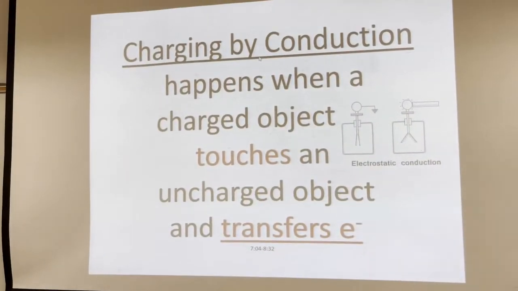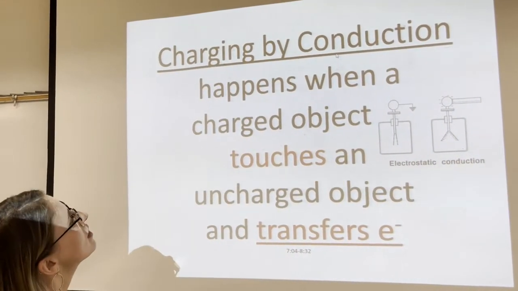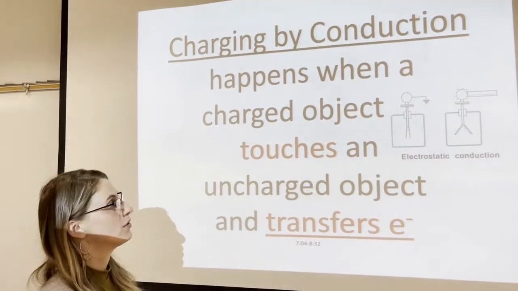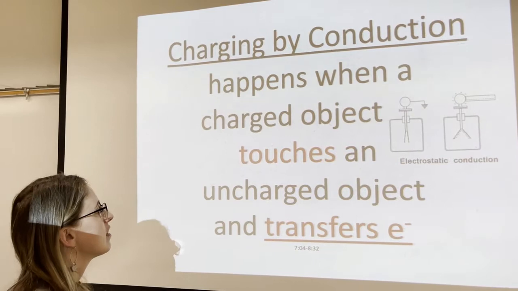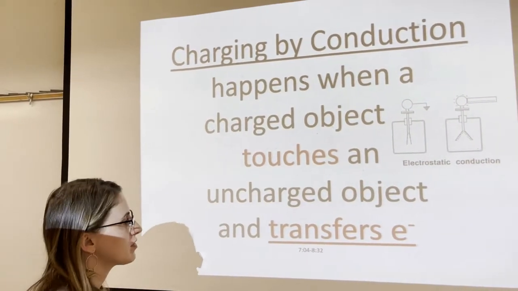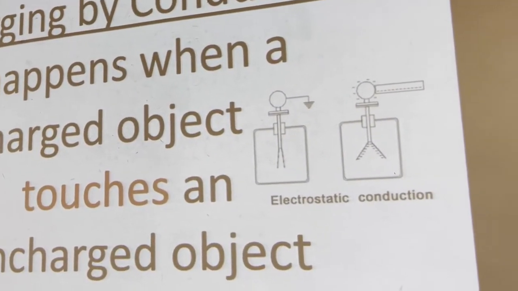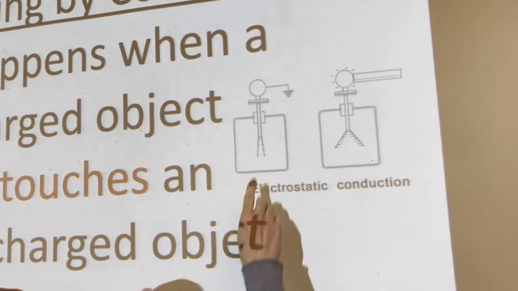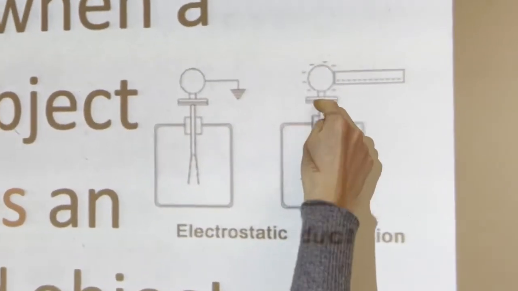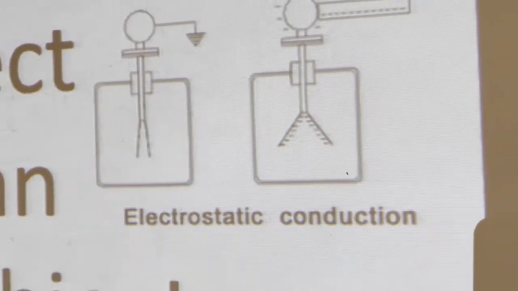Okay, so charging by conduction. This is review. It happens when a charged object, like our PVC pipe or balloon, touches an uncharged object, like our electroscope, and transfers electrons. That's what's happening right there. These electrons, this is charged, and it transfers them to here, and they spread out to the bottom. So you've got all those electrons that repel each other.